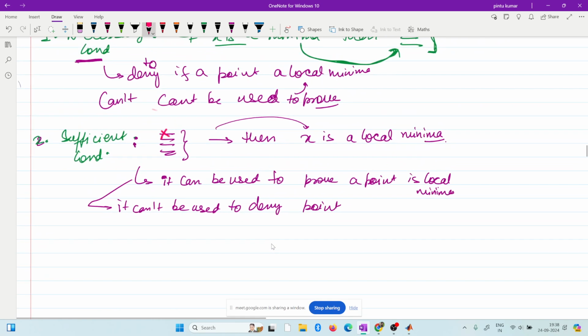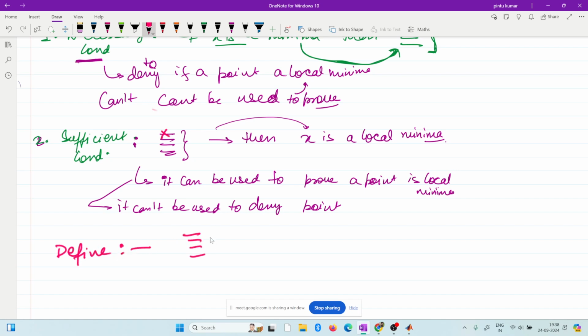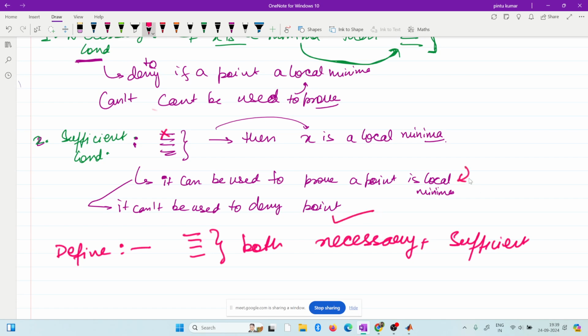Okay, so if you want to define something, right, then you should give conditions which are both necessary and sufficient. Okay, so that you can use that definition to deny a point as well as to prove whether a point is a local minima or whatever you want to define. So in order to define something, the condition should be both necessary as well as sufficient.